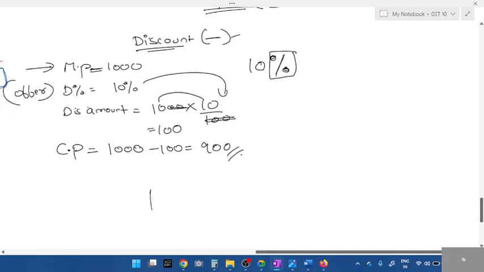Now I'll tell you how discount and GST work together. First thing, students, mark price. On top of that, discount. This is how the flow chart works. After the mark price, check whether a discount is given. If a discount is given, first subtract it. On top of that, you have to add GST.